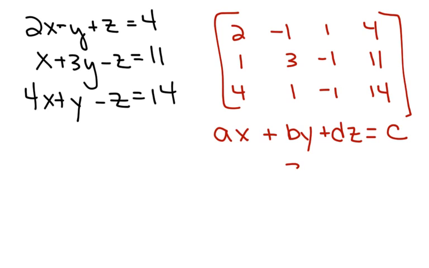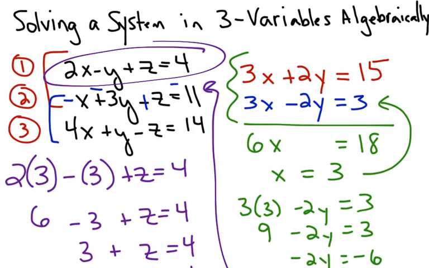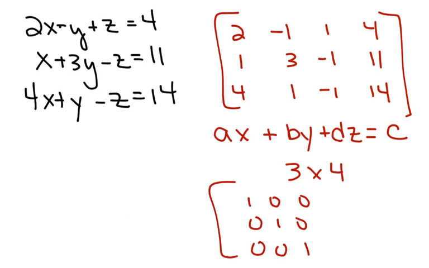You plug it into the calculator. It's a 3 by 4 matrix because there are 3 rows and 4 columns. When you use RREF, you should get 1, 0, 0, 0, 1, 0, 0, 0, 1, and the last column should be, what did we get for the answer? 3, 3, 1. So it should be 3, 3, 1. And that's what you should get.